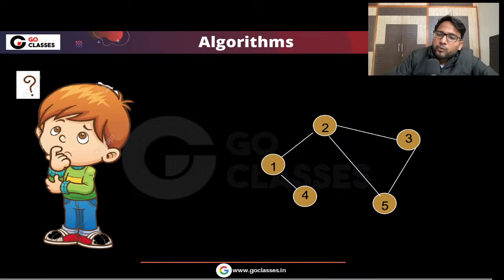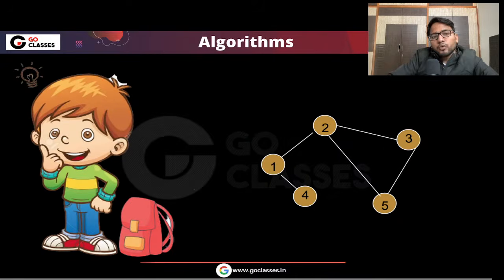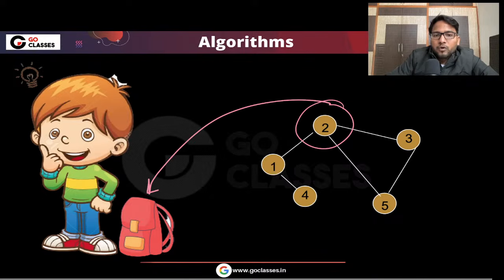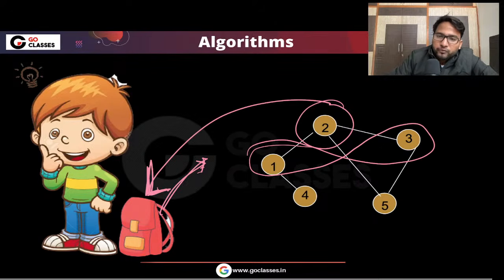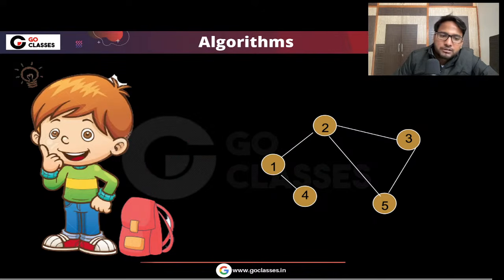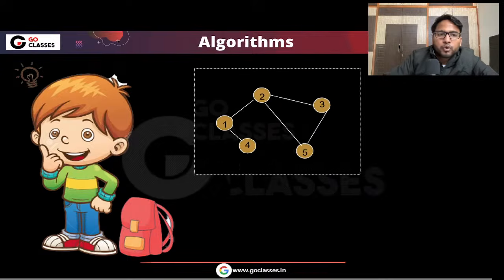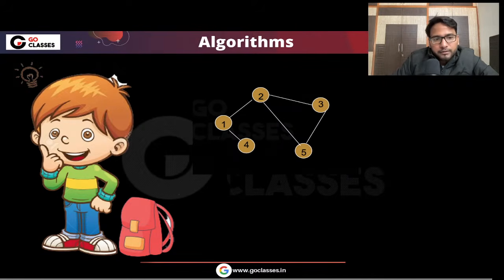So given this graph, you have an idea, and what is that idea? Whenever you go to any node, you put that node in the bag, and you say that, okay, I have traversed that node. And whenever you are removing something from the bag, you put its neighbors also. See here, let's suppose you put 2 in the bag. You can put anything in the bag.